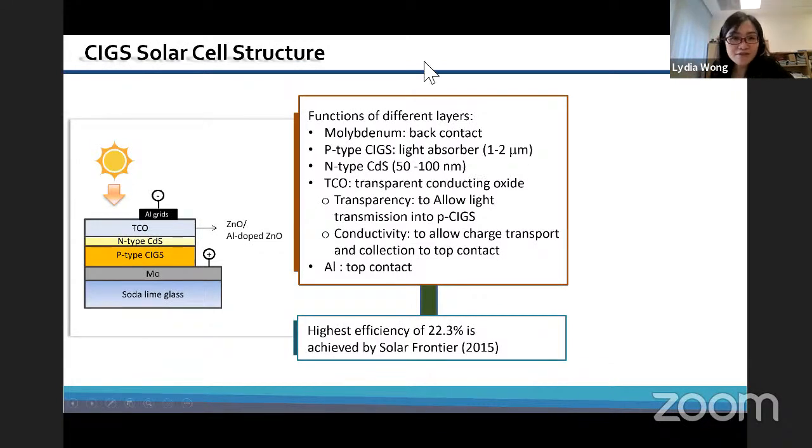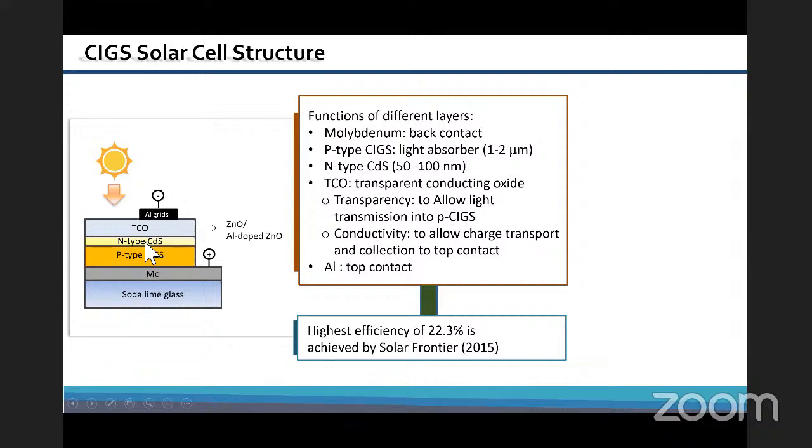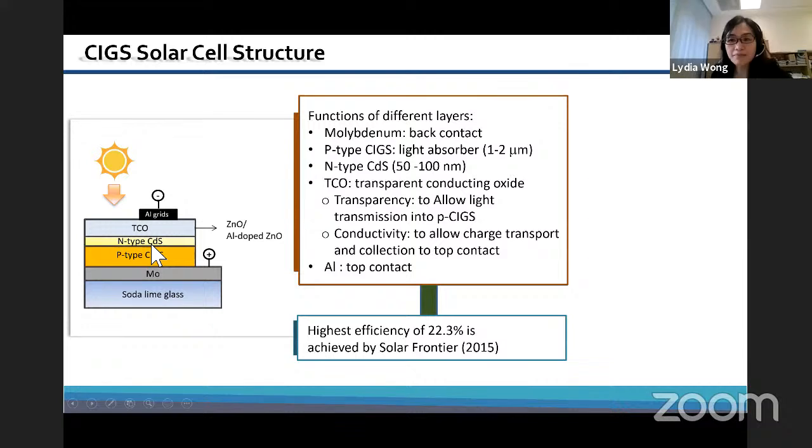Okay. The next thin film solar cell is the CIGS solar cell. CIGS stands for copper, indium, gallium sulfide solar cell. This is the structure of the solar cell. It consists of a transparent conducting oxide, N-type cadmium sulfide, as well as CIGS. Now, Japan has the highest efficiency CIGS manufacturer in the world, Solar Frontier, but because cadmium is banned in Japan, they use a different type of N-type material.